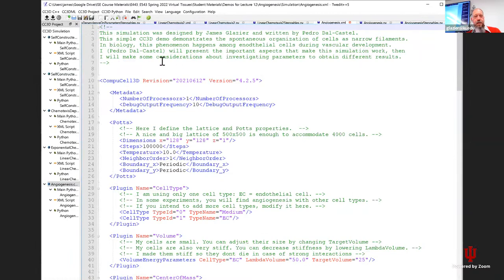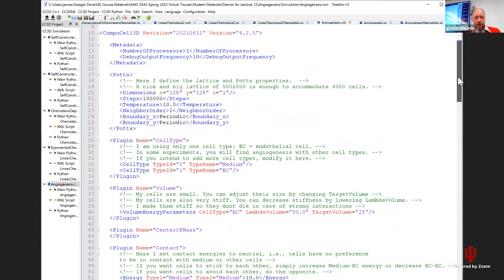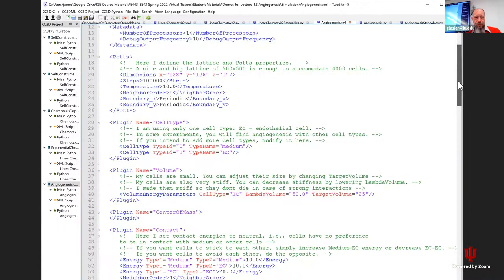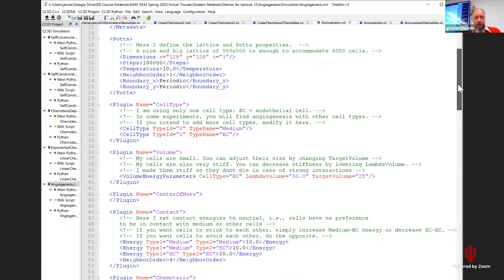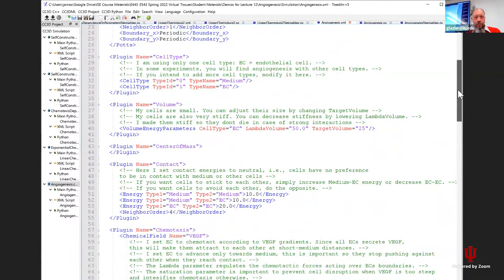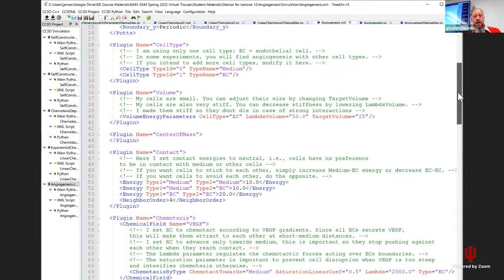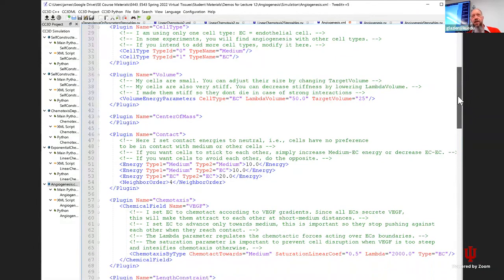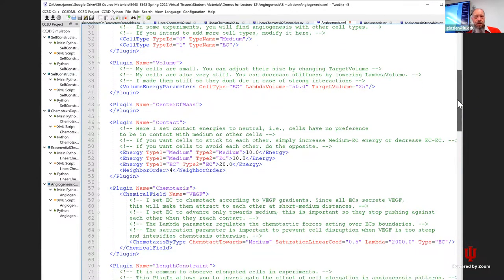So Pedro has put in a nice comment about where the code comes from, who wrote it, and why he wrote it. He's using a lattice of 128 by 128, although he says going to 500 by 500 is better. And it's actually in 3D, it's interesting to have more than one cell type. In 2D, there's a limit.